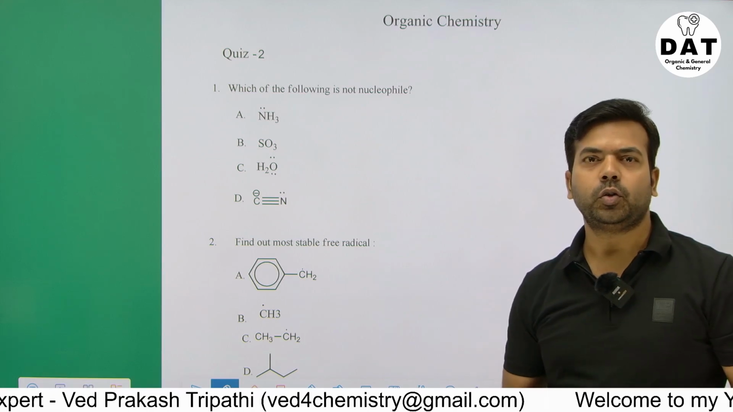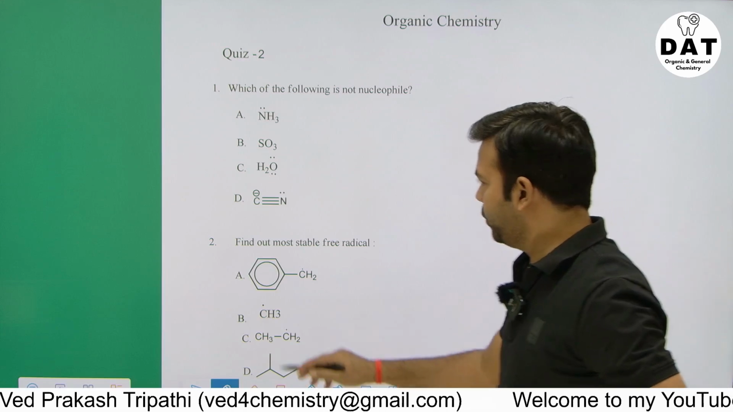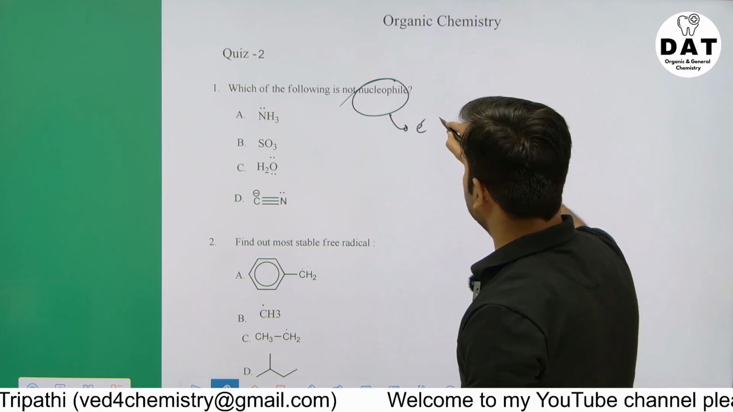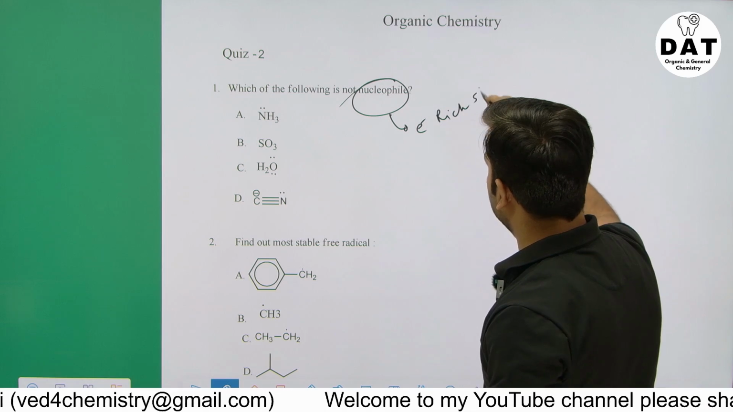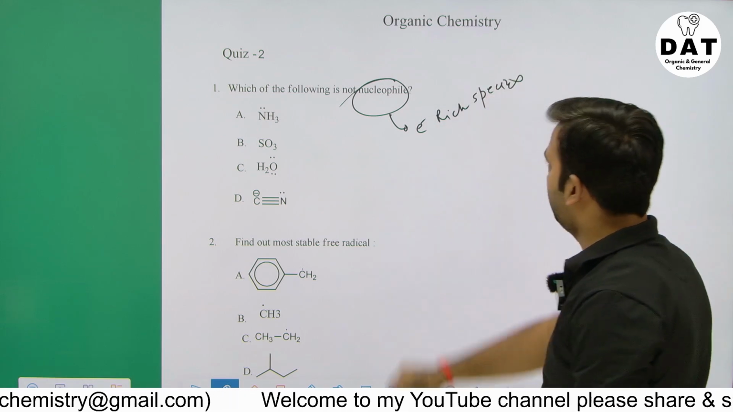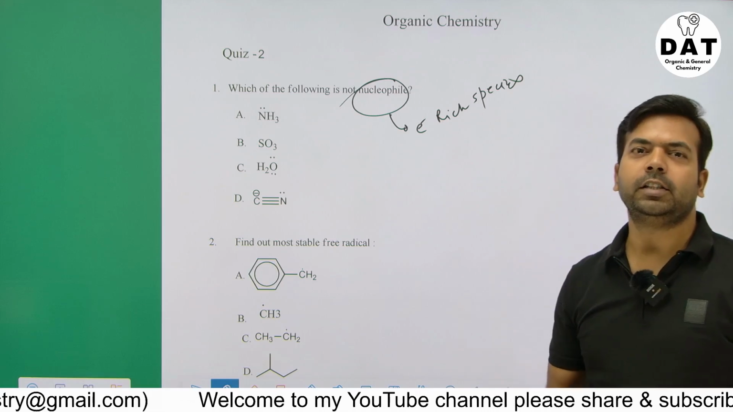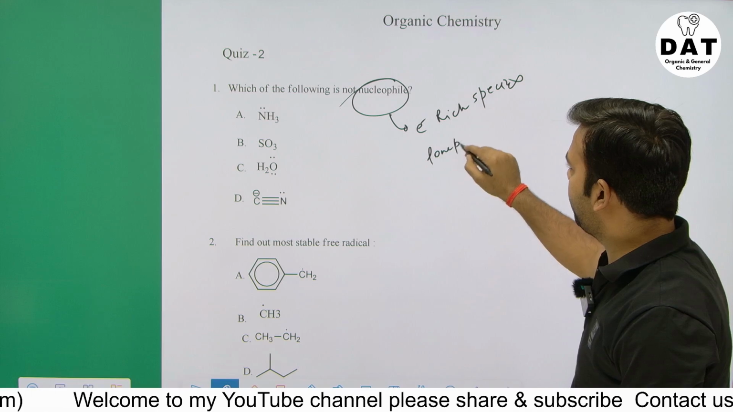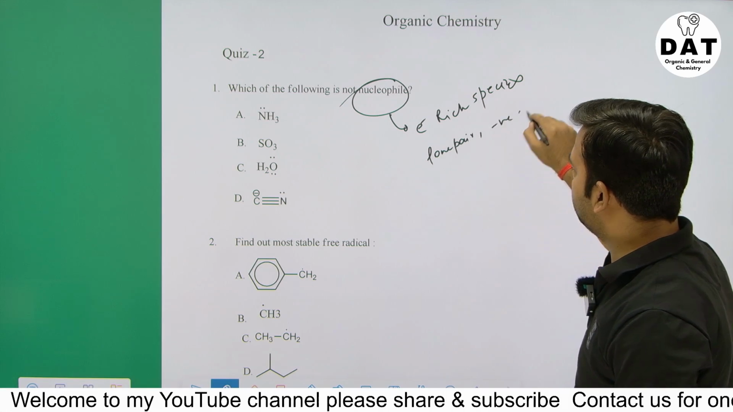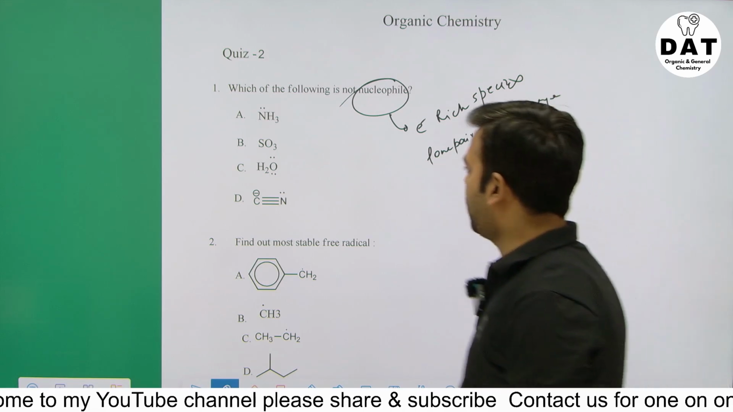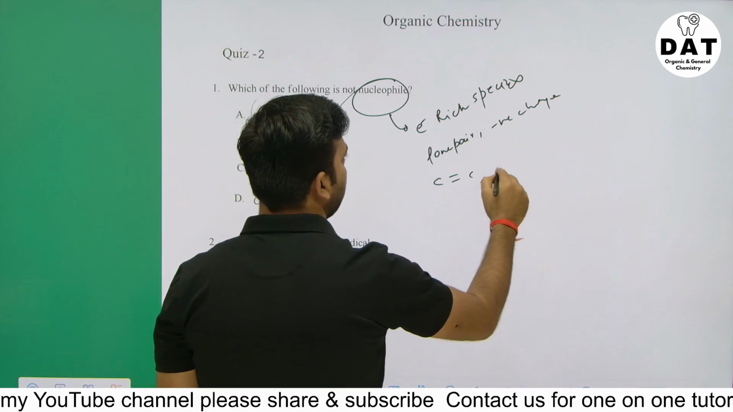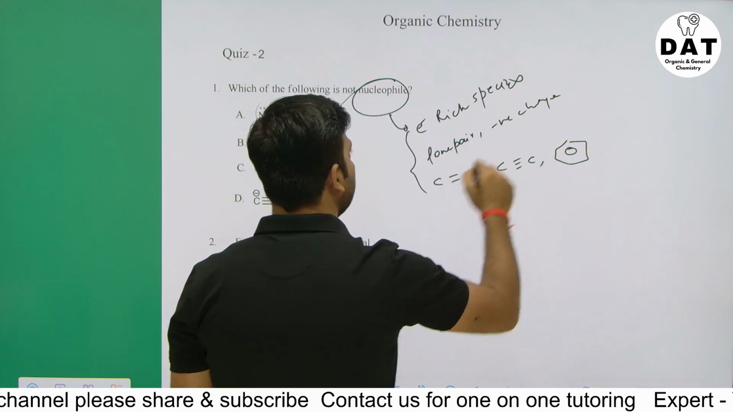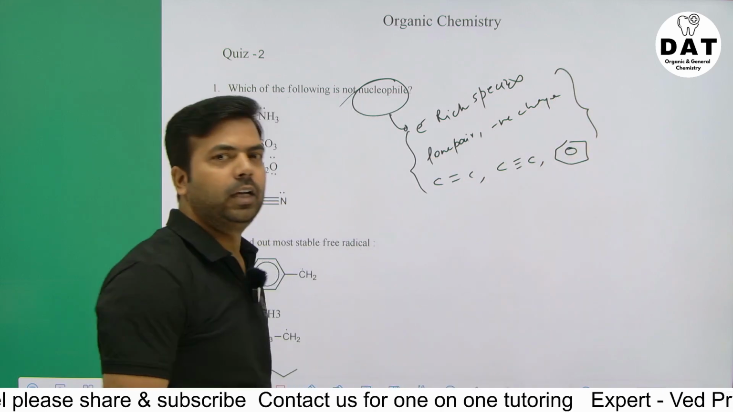So first of all, you should know what a nucleophile is. A nucleophile is an electron-rich species, and nucleophilicity is the tendency to donate electrons, okay? And we can say lone pair, negative charge, carbon double bond carbon, carbon triple bond carbon, and benzene. They all act as nucleophiles because they have high electron density.